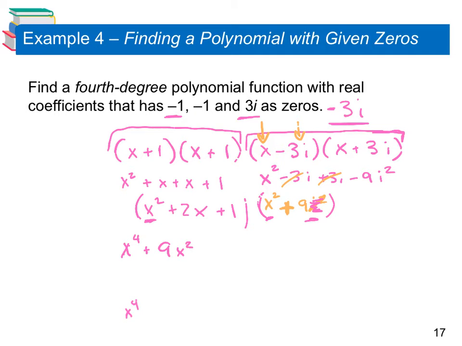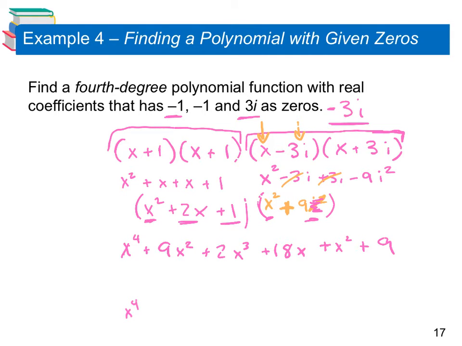Now we can move on to 2x. So 2x times x squared would be 2x cubed. 2x times 9 is 18x. And then we move on to 1, and we have x squared plus 9.